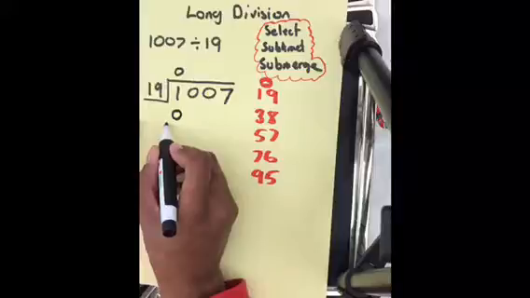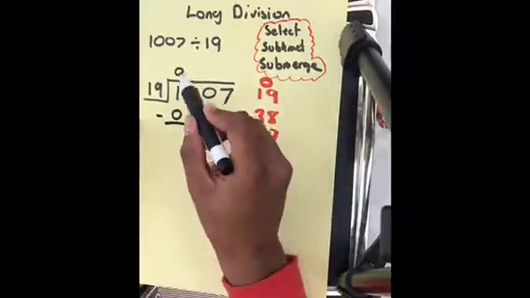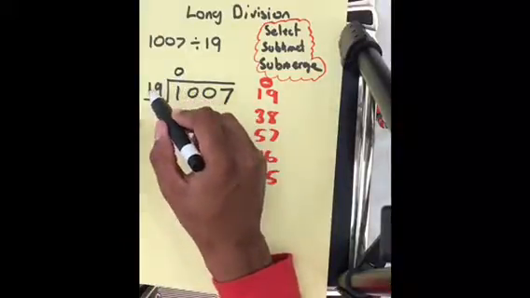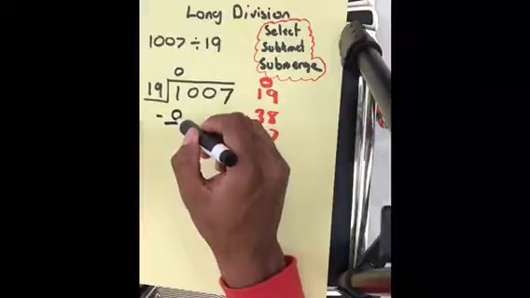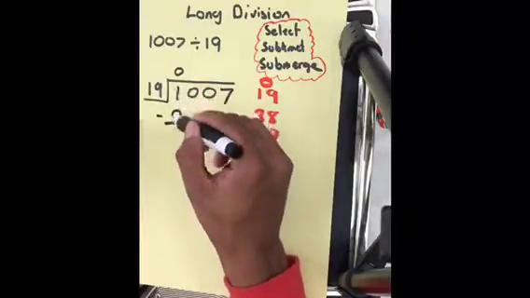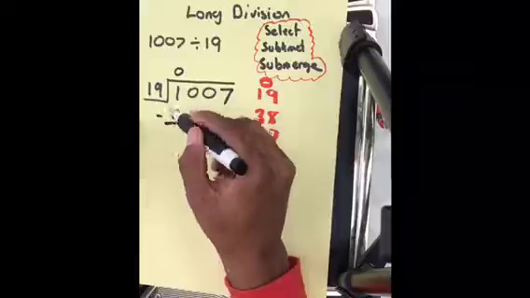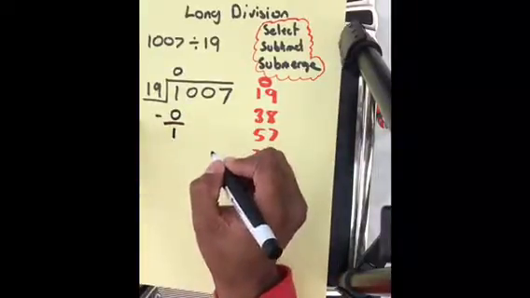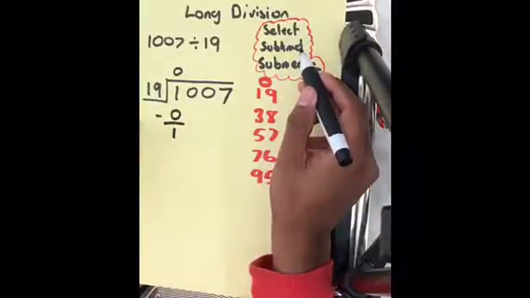And then you underline that and do a takeaway. So what I've done is I've selected my times table. 0 times 19 equals 0. I'm then going to do a subtraction in that column. So 1 take away 0 is 1. So there's my select, there's my subtract.